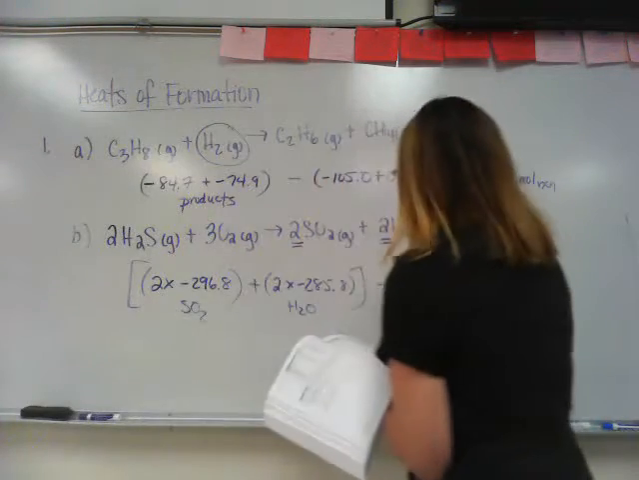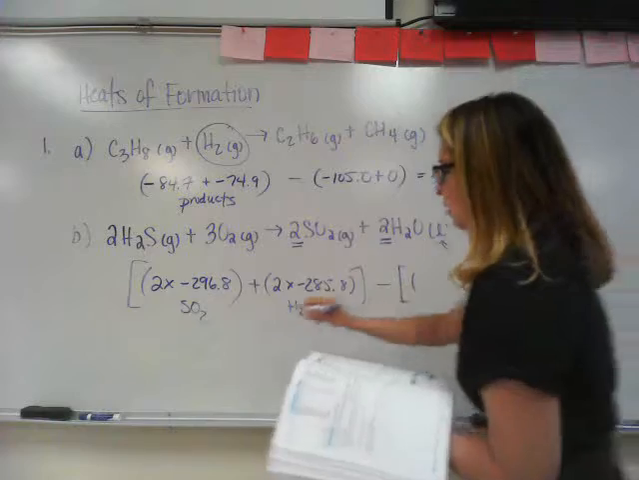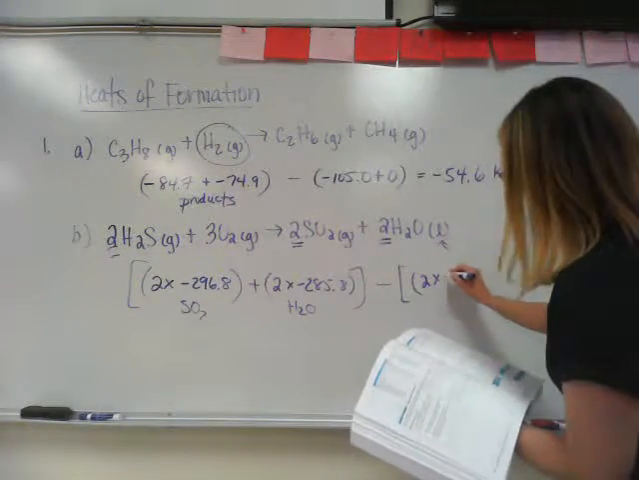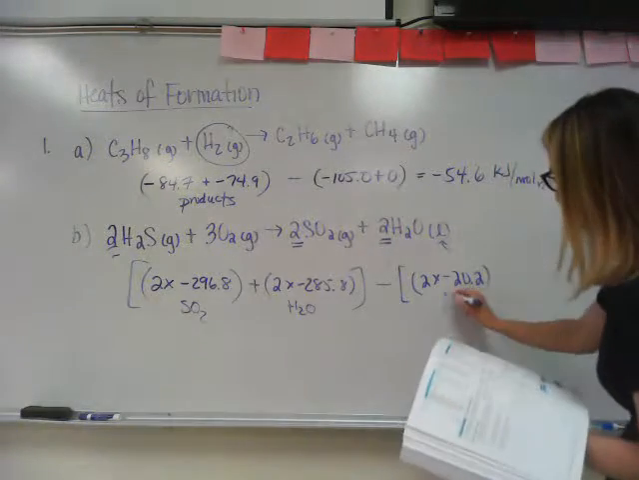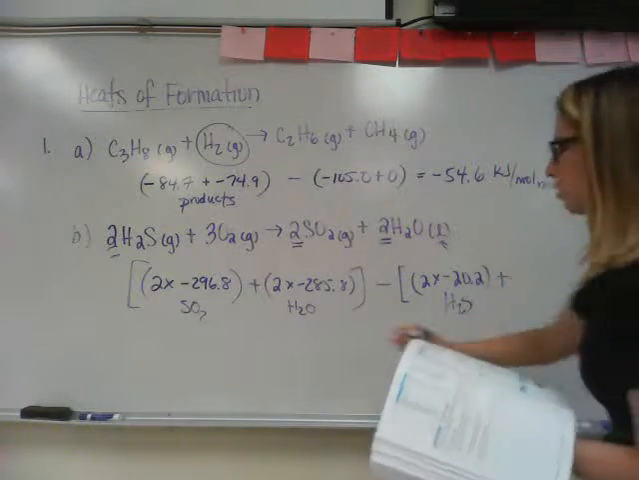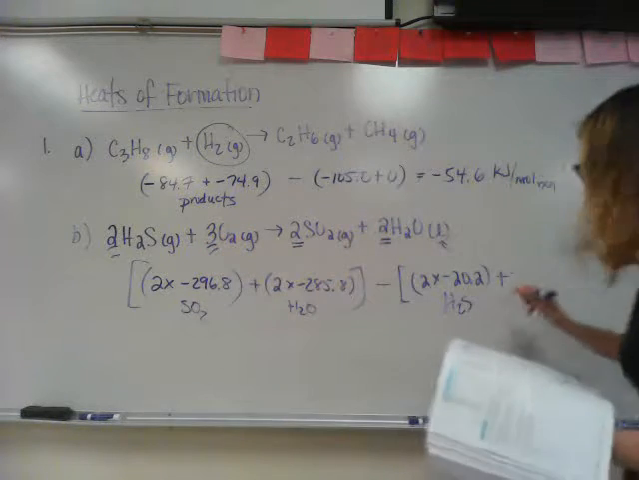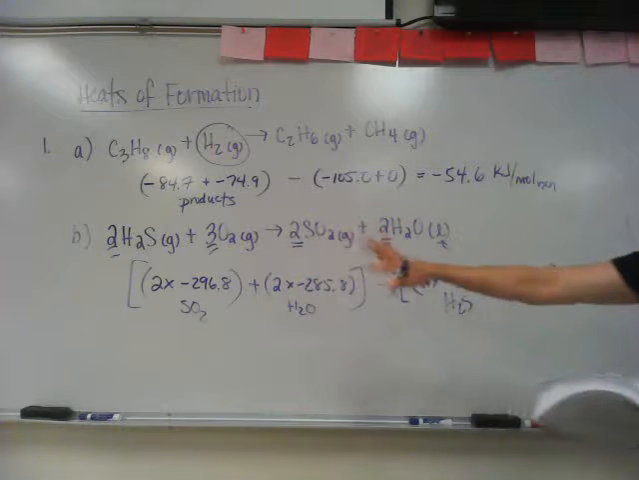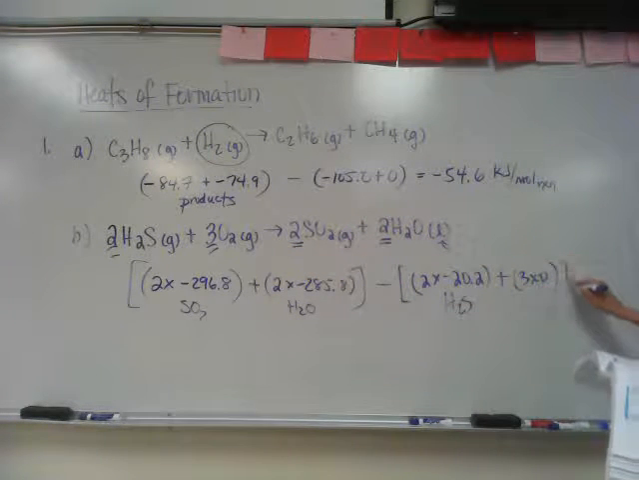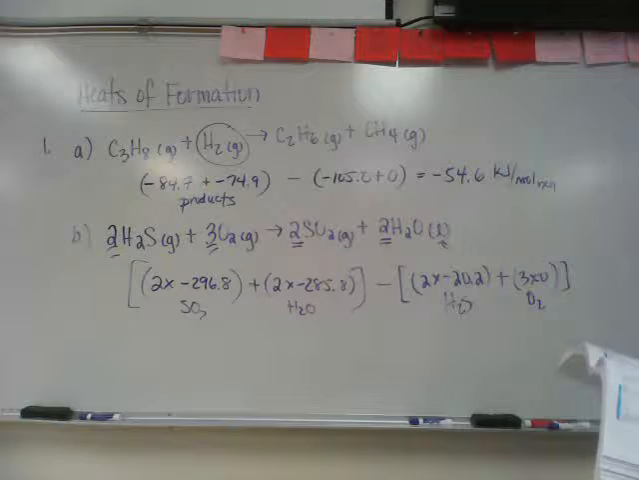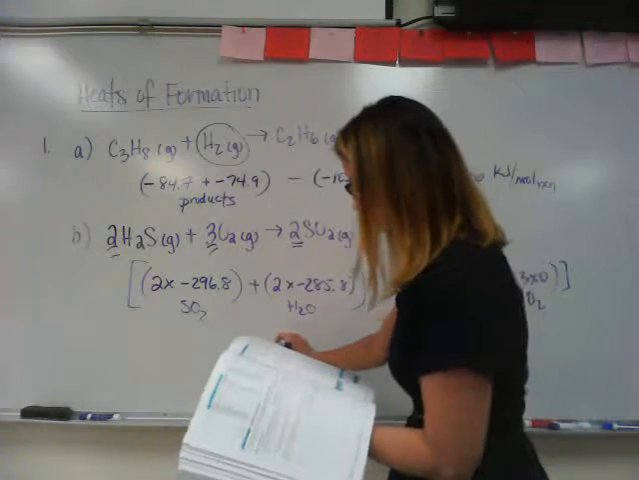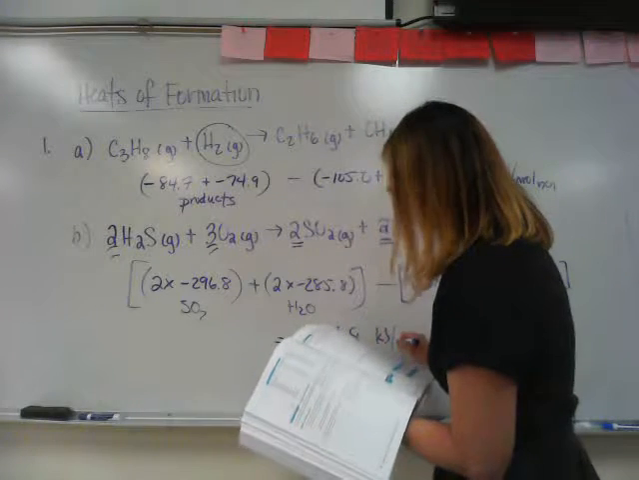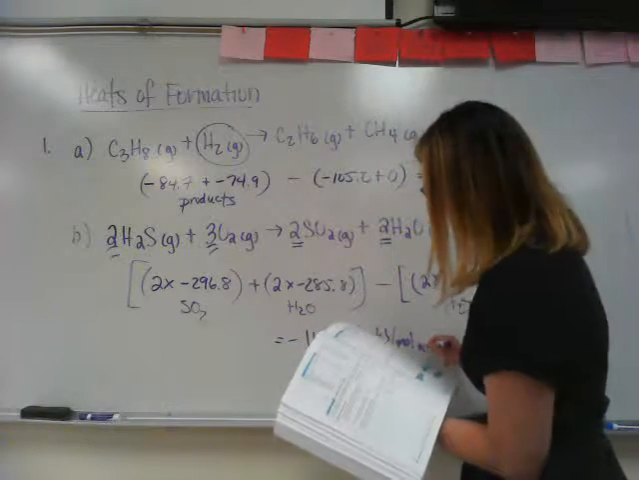And then you're going to subtract, you have 2 H2S. So 2 times negative 20.2 for H2S. Add that to 3 O2. And this is 3 times 0 because that's oxygen in its elemental state, its standard state. And then that's going to go ahead and give you negative 1124.8 kilojoules per mole of reaction.